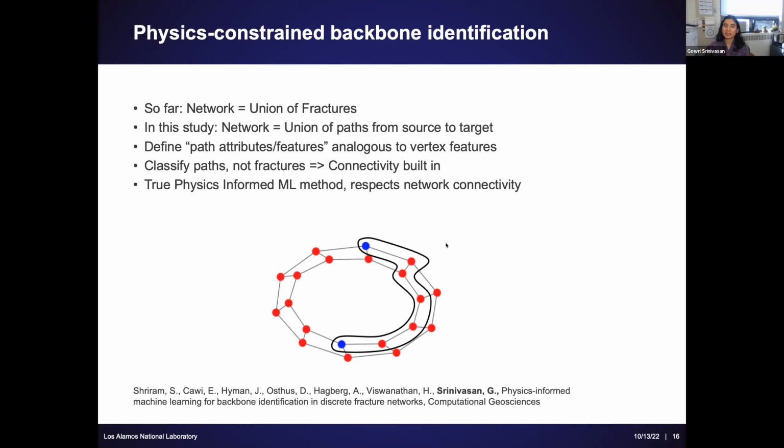And so typically, the machine learning methods have been a little agnostic to the connectivity. Like I said, we had to go back and ensure that we put in some edges and vertices that would ensure that we had a path from inlet to outlet. And so another idea that we had thought about was, okay, instead of classifying just fractures, how about we classify paths instead. So that builds in your connectivity. And so this is a truly physics-informed method. It says, I need to be able to go from point A to point B. I can't do it without connectivity. But now instead of classifying individual fractures, we ended up classifying the paths themselves.